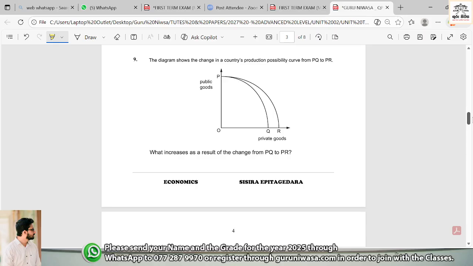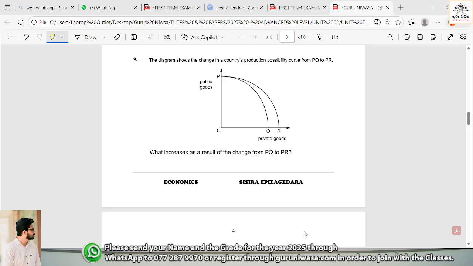So it's asking about opportunity cost, right? Can't you see the screen I'm sharing? No. Yes, I can see.